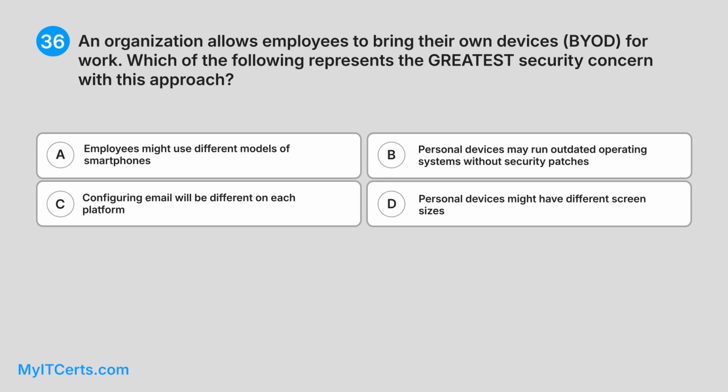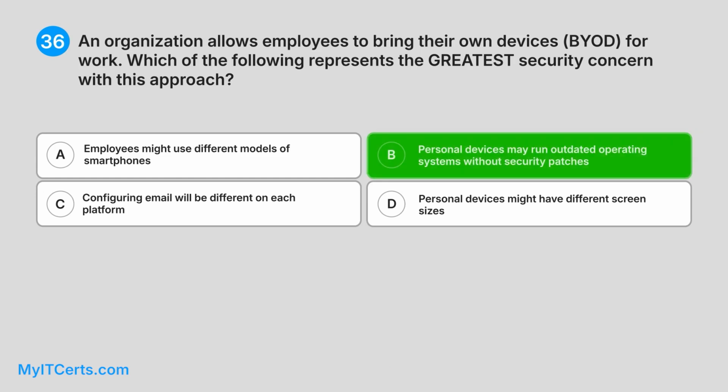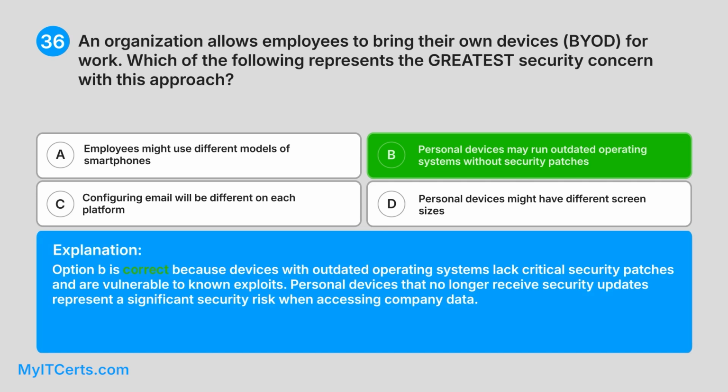Correct answer, B. Personal devices may run outdated operating systems without security patches. Explanation. Option B is correct because devices with outdated operating systems lack critical security patches and are vulnerable to known exploits. Personal devices that no longer receive security updates represent a significant security risk when accessing company data.